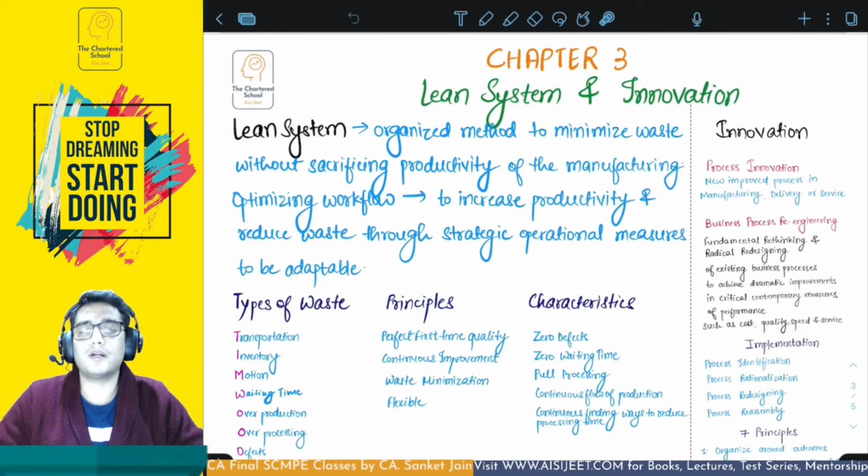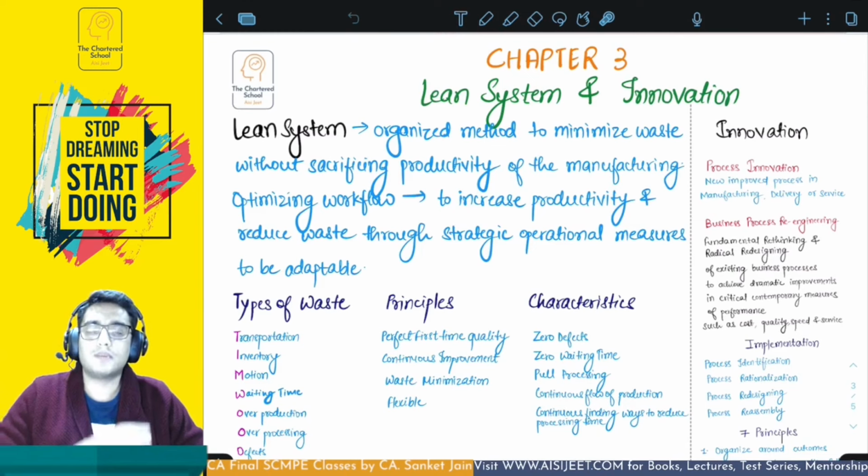The chapter is divided into two sections. One is lean system, which is the majority section of this chapter. Second portion of this chapter is related to innovation, which is a smaller chunk from this particular chapter. Let's begin with lean system.